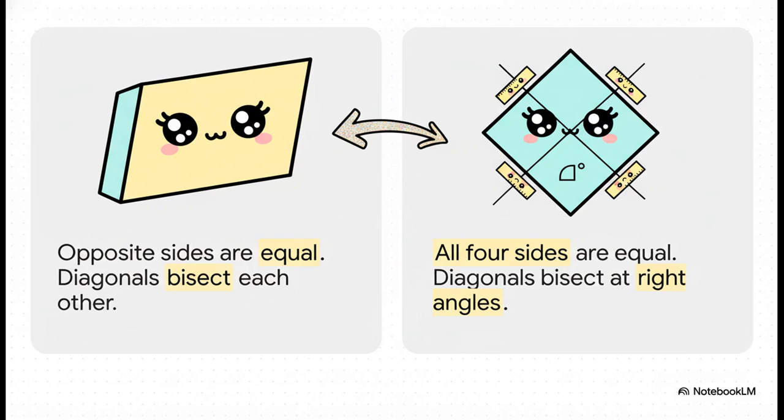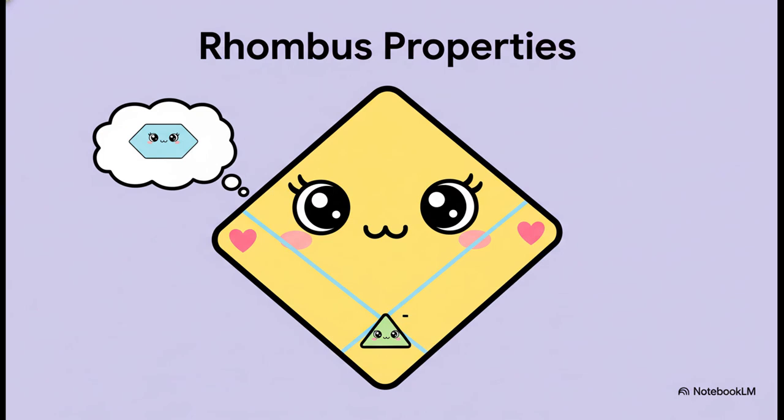Okay, next up we have the rhombus. It's another child of the parallelogram, but it goes in a totally different direction. It doesn't care about 90-degree angles. Instead, it's obsessed with its sides. It makes all 4 of its sides equal in length. You could call it the equilateral specialist of the family. And it's amazing how this one little change, just making the sides equal, creates a totally unique shape.